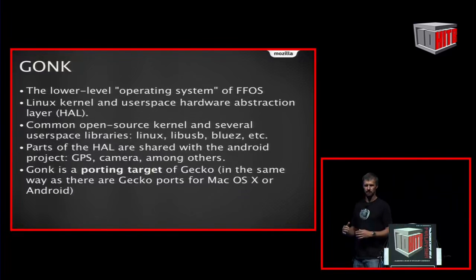So I mentioned already Gonk is the very lowest layer, right? This is all the hardware abstraction. It's a Linux kernel. It's mostly existing open source software that we're using. We're not writing a whole new kernel, we're not writing a whole new abstraction layer. There's no need to. And so when you think of Gonk in our model, it's the underlying OS that is targeted by Gecko, right? So you can build Gecko for OS X, you can build Gecko for Windows, different versions of Windows. You can build it for Android, which is what Fennec does on Android. And you can now build it for Gonk.